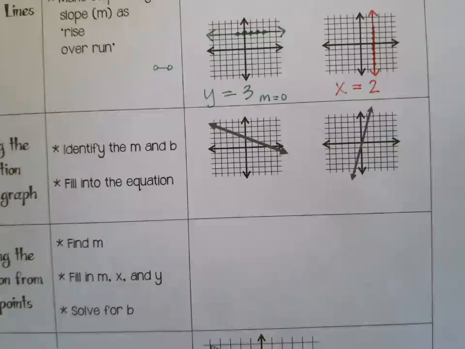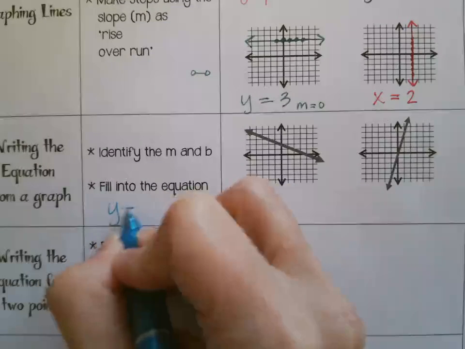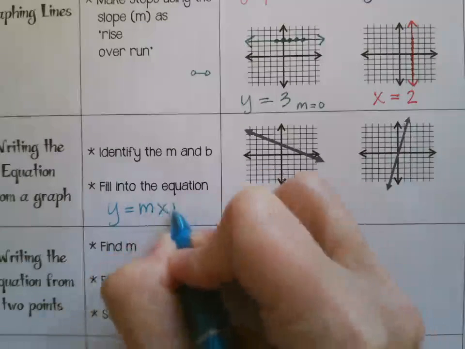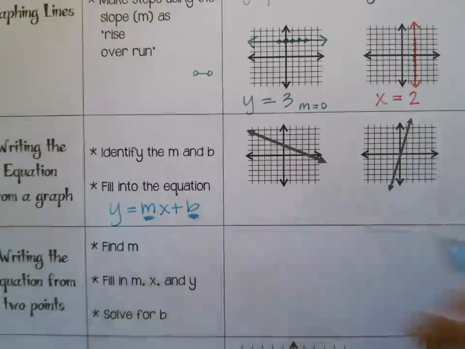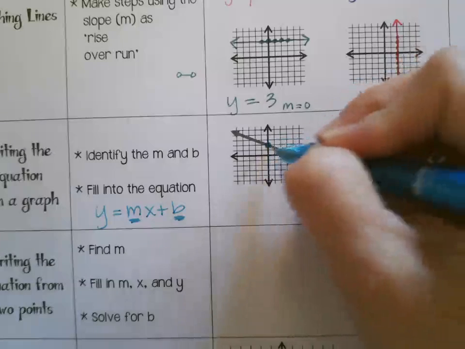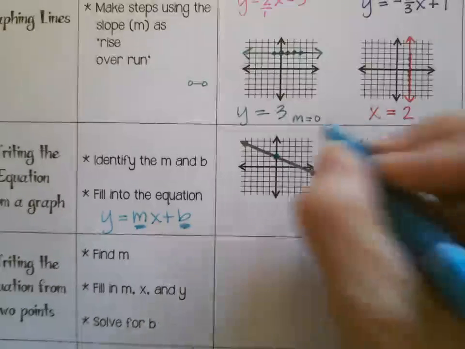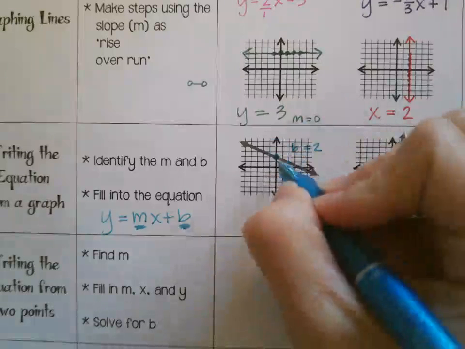All right, looking at this, can you write the equation looking at a graph? Well, sure, absolutely. In order to write the equation, I need to do y equals mx plus b. Well, that means I need to know the m and the b. So I can see right here that the b is 2.